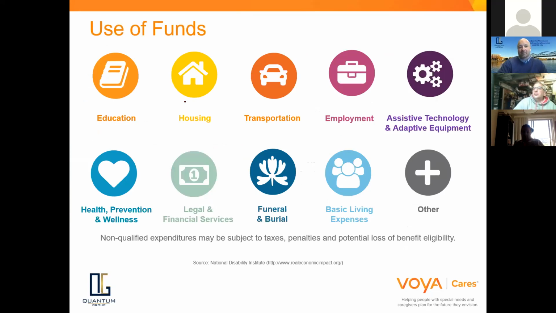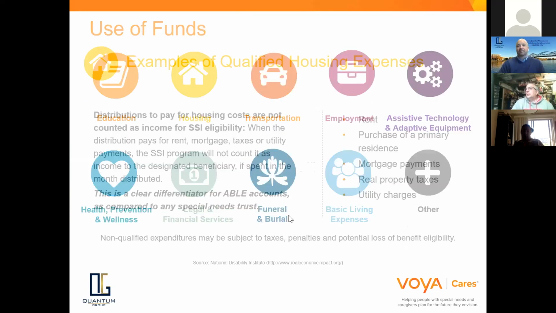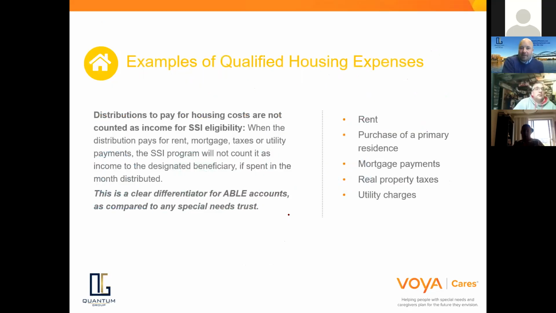So housing is a very big one. Basic living expenses is a very big one, and they both have broad reaches, right? When we look at examples of qualified housing expenses, one of the biggest differences is this: some of you may have a special needs trust, and it'd be a supplemental special needs trust. One of the pieces in the trust, when they're written, is that funding cannot be spent on housing from that special needs trust. Okay.